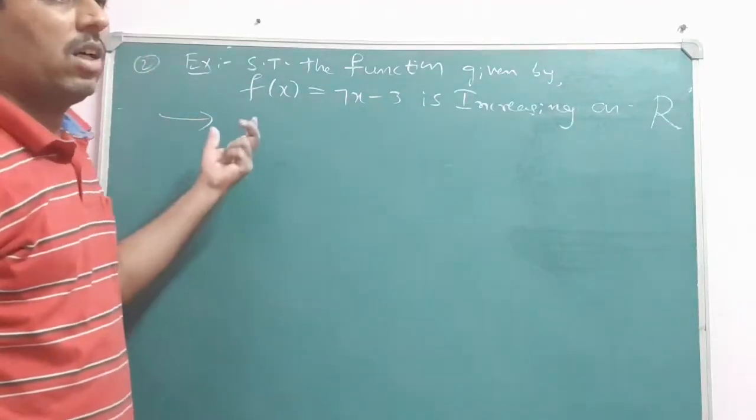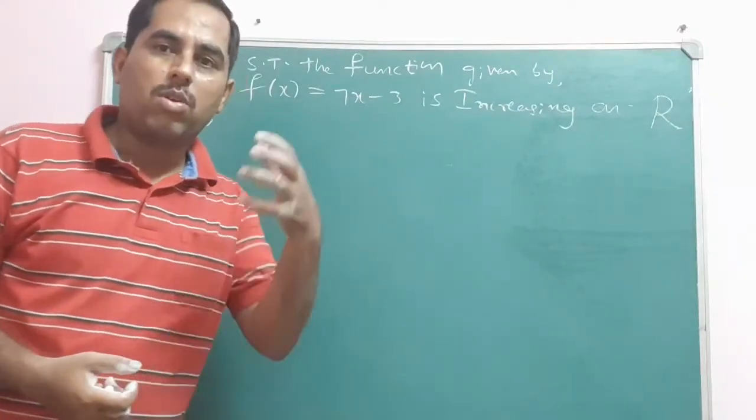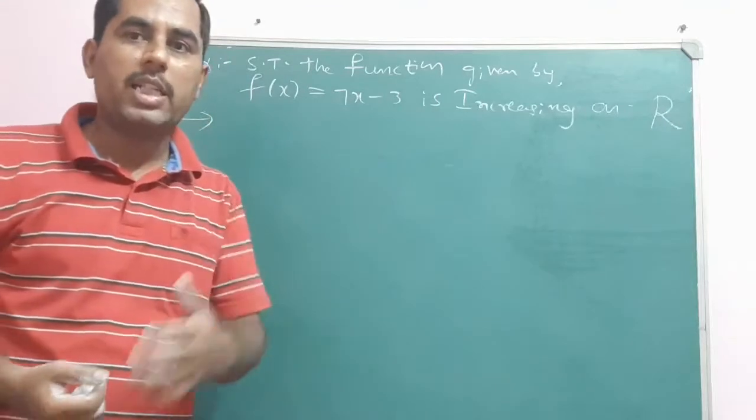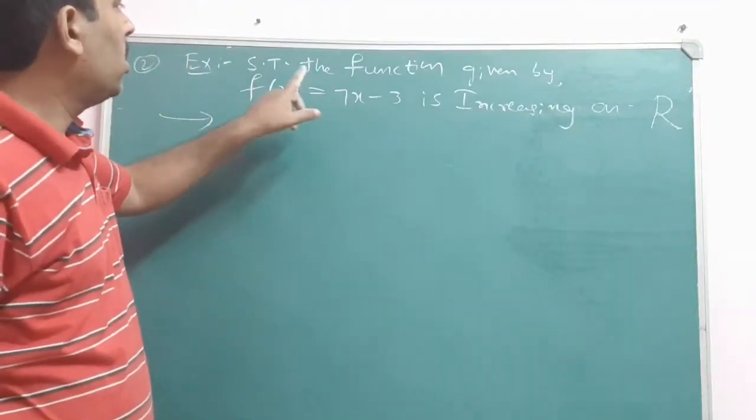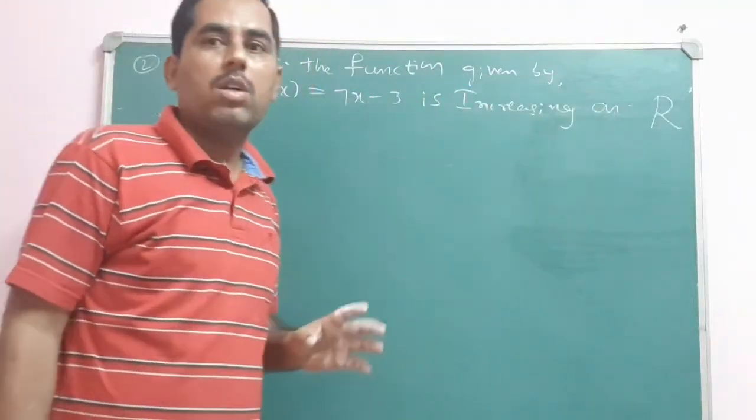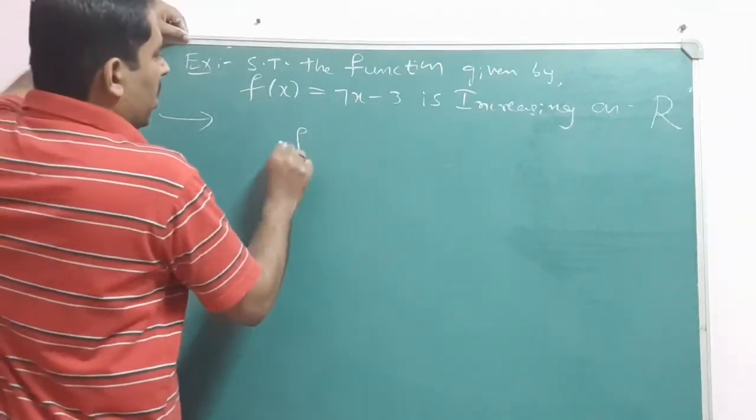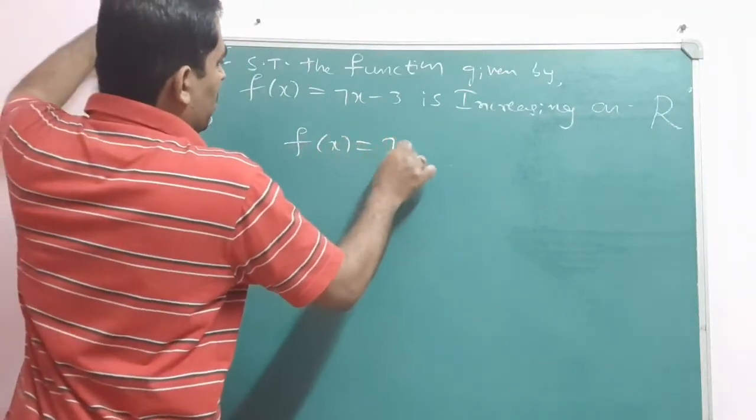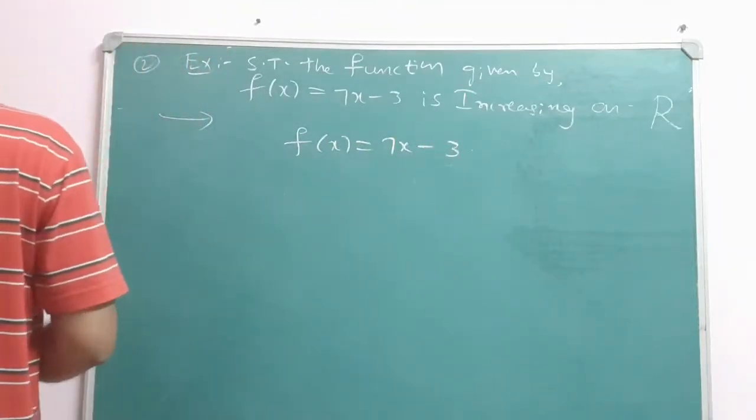See, in this we do not need to find the intervals. So what are the examples we have done so far? We have found the intervals in which the function is increasing or decreasing. Here is a very simple example. One function is given. Show that, they already told us that this function is increasing on R. So we have to show that this is increasing. So consider the given function here, f of x equals 7x minus 3.